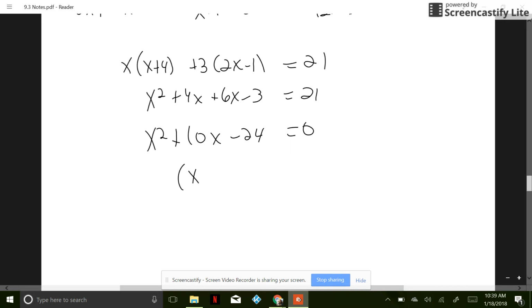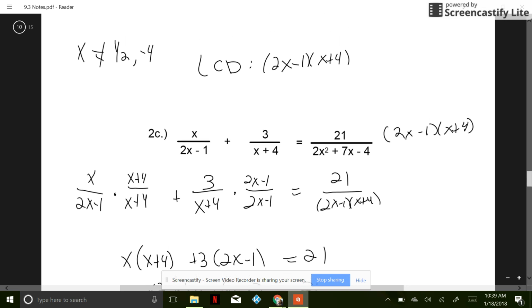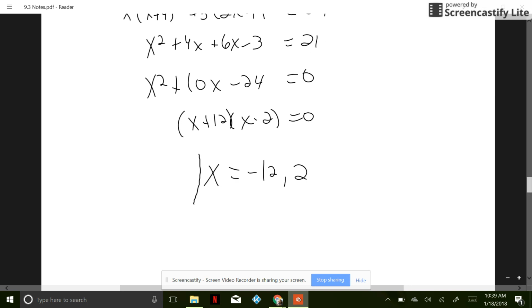This factors to x plus 12, x minus 2. So setting each of those factors equal to 0, we'll get solutions of x equals -12 and +2. And we want to double check, those are not excluded values. They are not. So those would be our solutions to our equation.